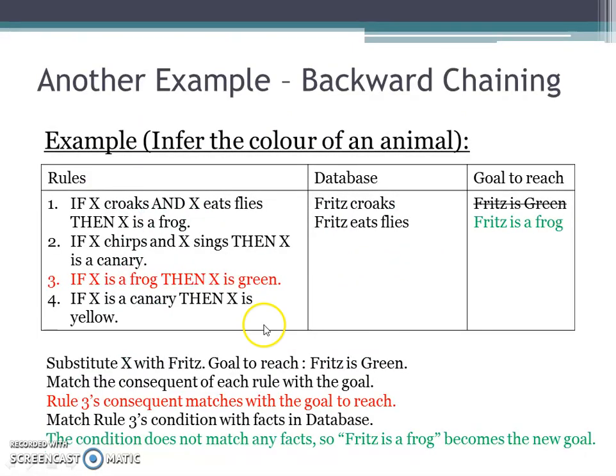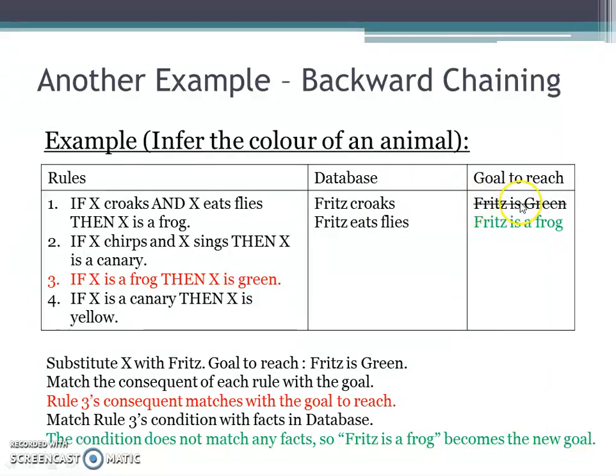Now here comes the same example that I had before, and I want to show you how backward chaining works. Again, we have the same rules and the same facts in the database. And here our initial goal is Freeze is green. This is the original goal. We know that Freeze is green, so we want to work it out.